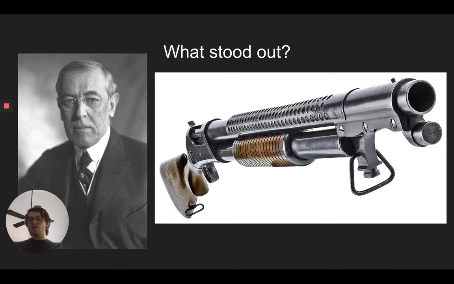So obviously, what stood out to you? On the picture behind me, you'll see Woodrow Wilson. That's the president of the United States during World War I. He made a lot of the big decisions. He originally did not want to go to war, but obviously with all the things we've just talked about, there was really no way for him to get away from it.